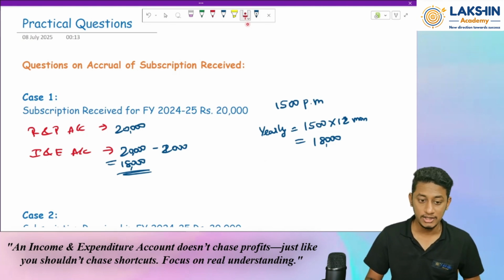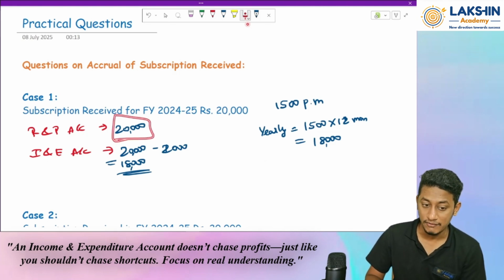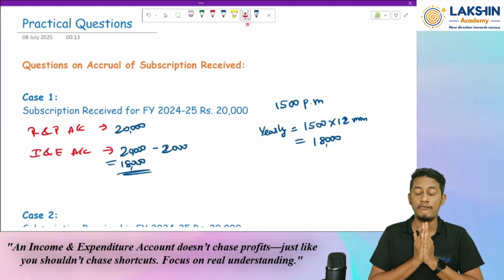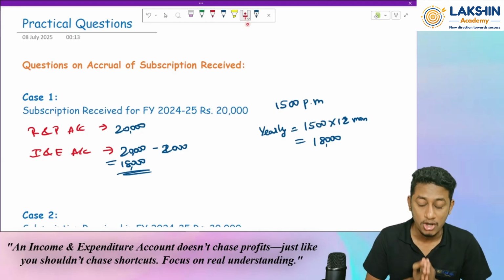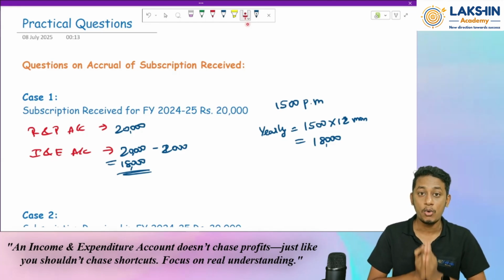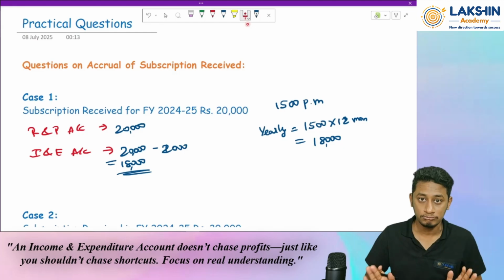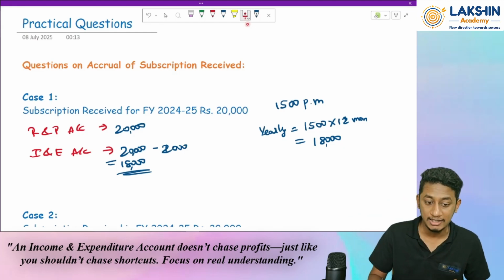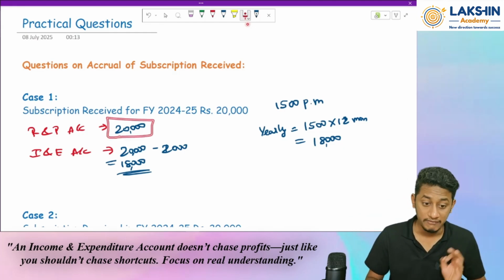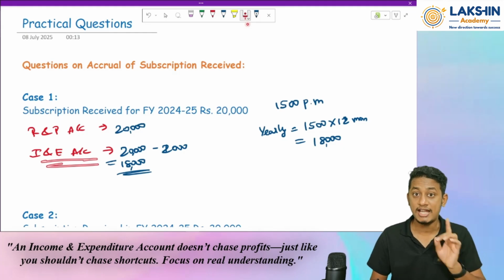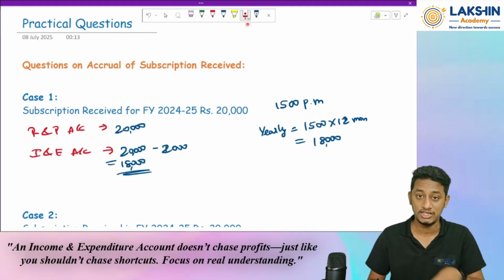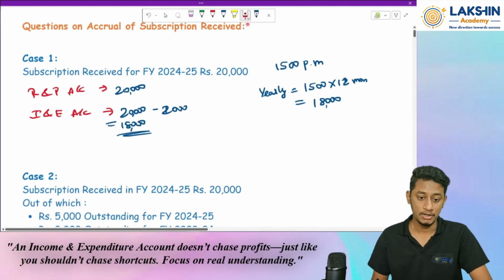Clear? Fine. So in the receipts and payments account, we have 20,000 rupees, irrespective of which financial year it belongs to. I don't care. I care only about whether the amount is received or not. If I receive the amount, I will enter it in the receipts and payments account. But in my income and expenditure account, I enter only the amount which belongs to this financial year. Clear?